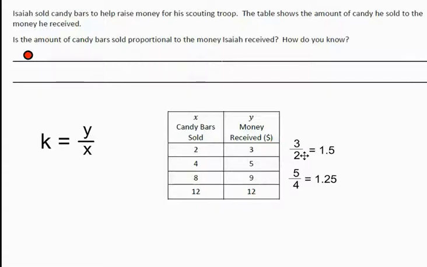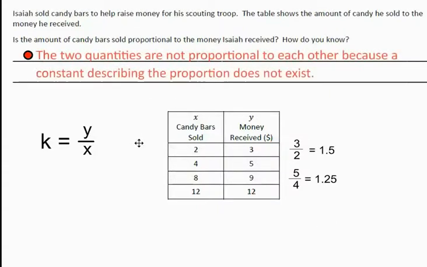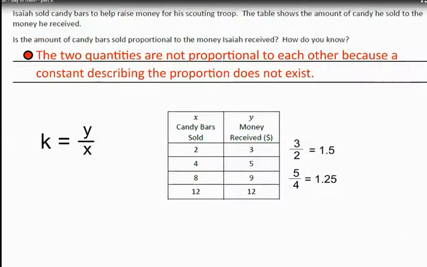When y is 3 and x is 2, the value is 1.5. When y is 5 and x is 4, the value is 1.25. These are not the same, so we know that a constant does not exist. A constant would exist if the value is constantly the same thing, and in this case it's not. So what we would say for the answer is the two quantities are not proportional to each other because a constant describing the proportion does not exist.